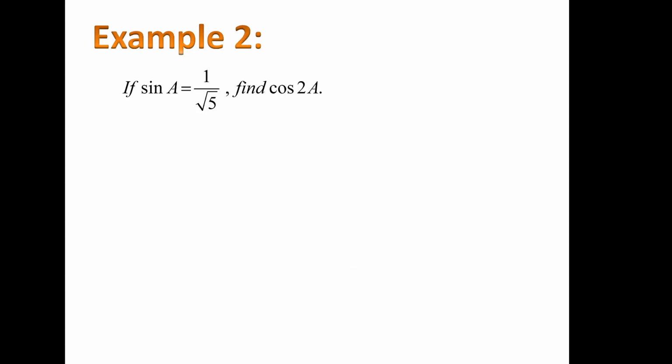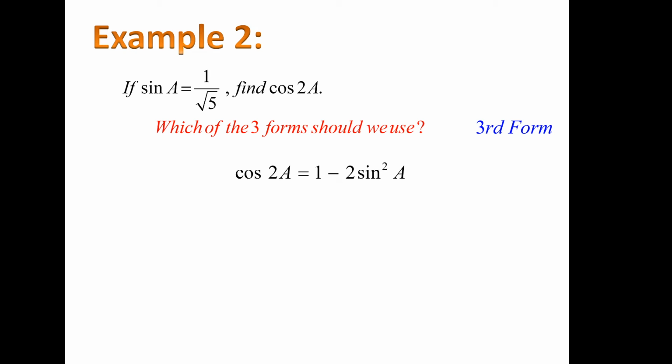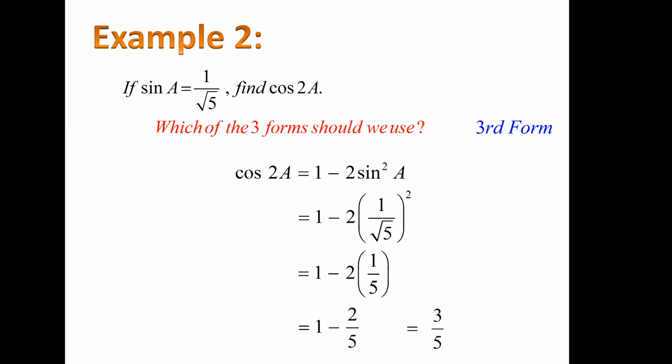Now here's another one. Sine of A is 1 over root 5, and you want to find cosine of 2A. The first thing you want to do is find out which form to use. The given value is sine A, and we want cosine of 2A. We can use any of those forms, but it's better to use the third form, the one that involves sine of A only. Expand it by plugging in the ratio: 1 minus 2 times 1 over root 5, quantity squared, so it's 2 times 1/5. That is 1 minus 2/5, which is 3/5.